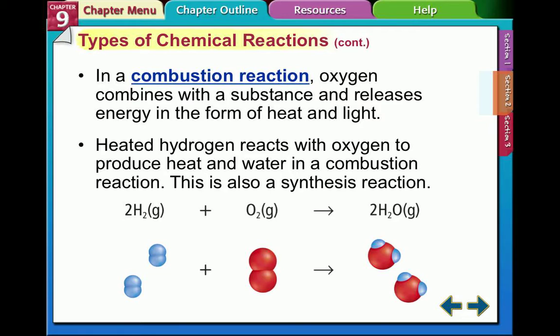Okay, so heated hydrogen reacts with oxygen to produce heat and water in a combustion reaction. As you can see here, we have hydrogen and we have oxygen. So you know that you are automatically going to have a combustion reaction. This one happens to be hydrogen with oxygen produces water. Okay, we did the opposite of this reaction when we broke water apart into the 2 gases. Remember when we had the battery in the tanks and we saw it bubbling up through the test tubes? That was the opposite of this reaction.